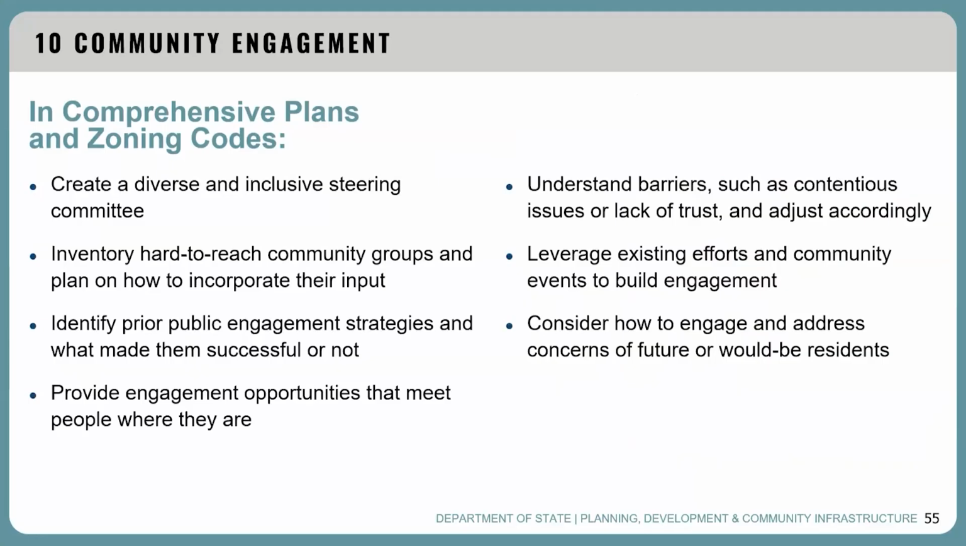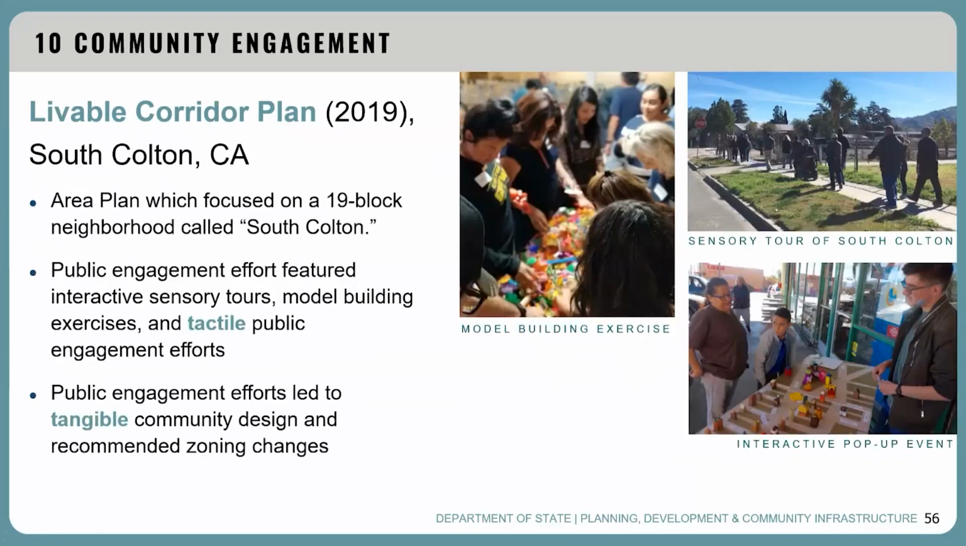One often overlooked portion of planning is the needs and concerns of would-be residents who, for instance, would move to the community if there was housing availability. In 2019, the city of Colton, California, a community located 60 miles east of Los Angeles, partnered with the Southern California Association of Governments to develop an area plan for the South Colton neighborhood, an area divided from the rest of the city by the I-10 freeway and an elevated rail line.